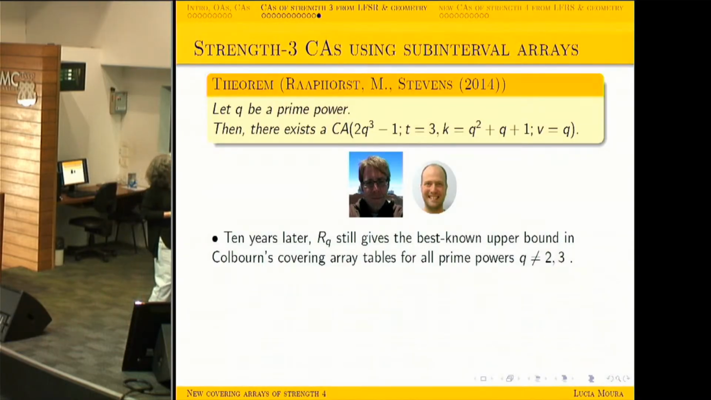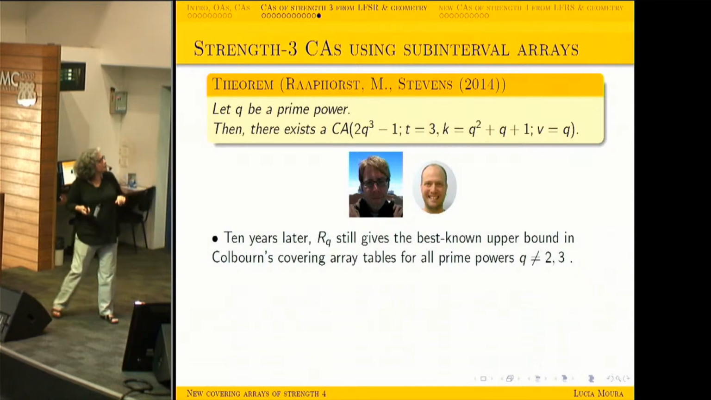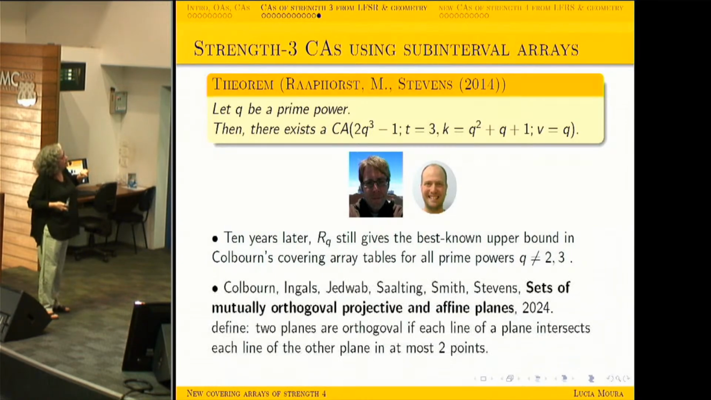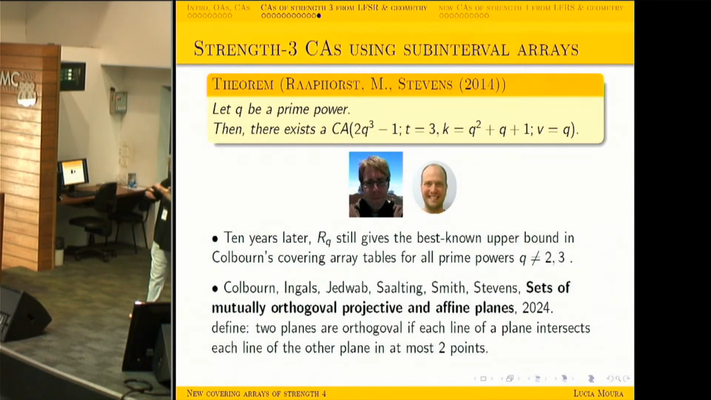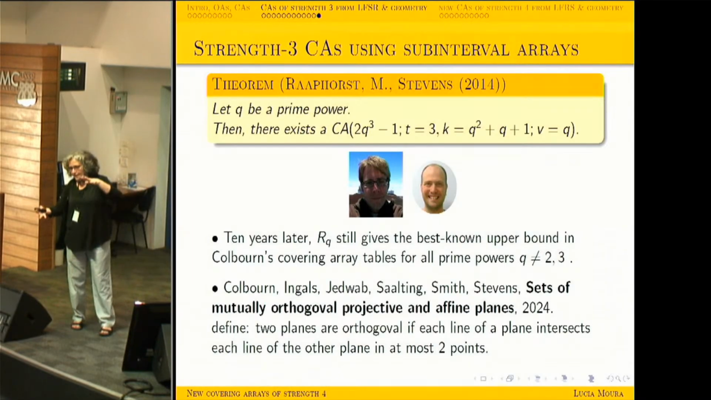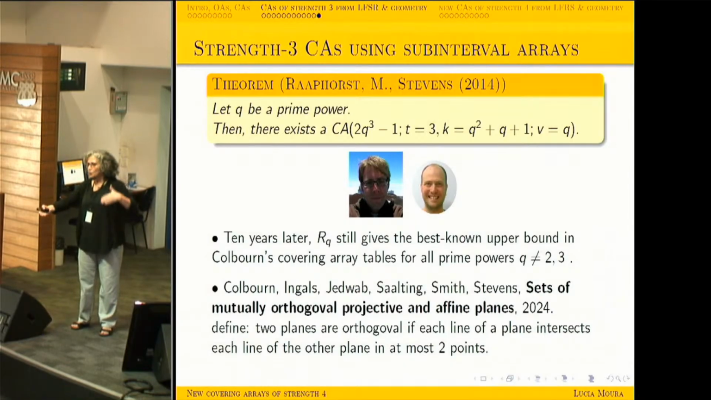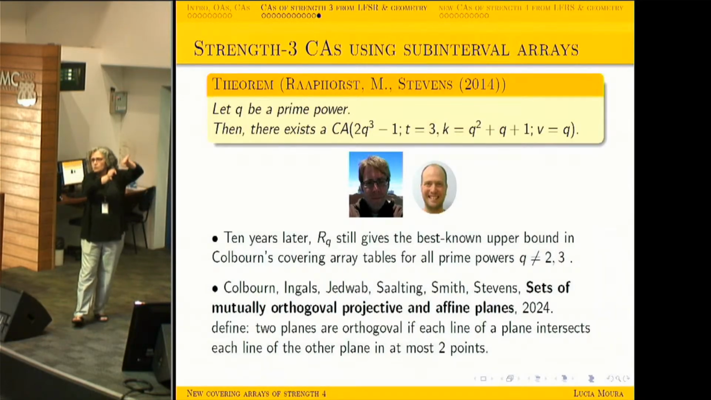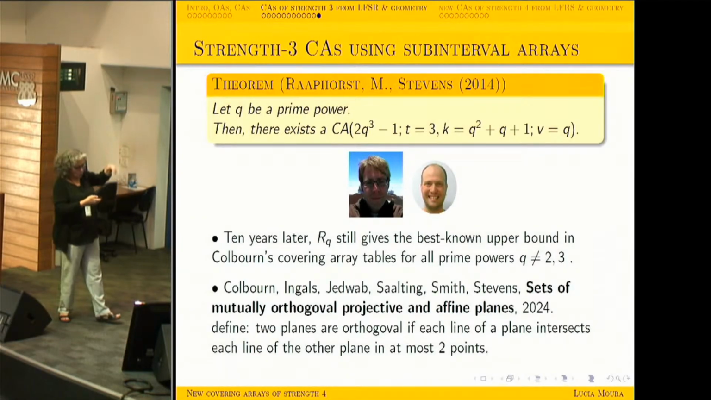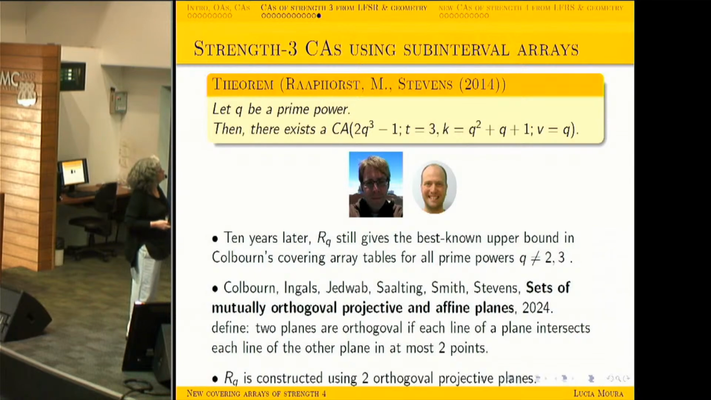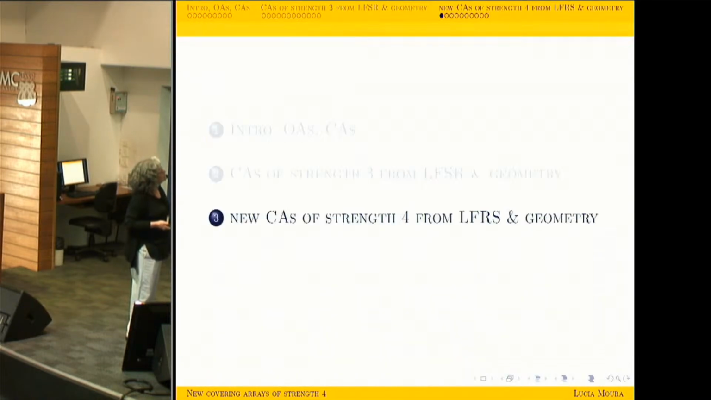Ten years later, this is still the best bound for those t-k-lambda arrays for k different than 2 and 3 in these tables. And there is this nice paper that interpreted this result: they call projective planes such that one line in one intersects a line in the other in at most 2 points orthogonal. So a pair of orthogonal projective planes does the job for strength 3. And now we want to describe what we did for strength 4.